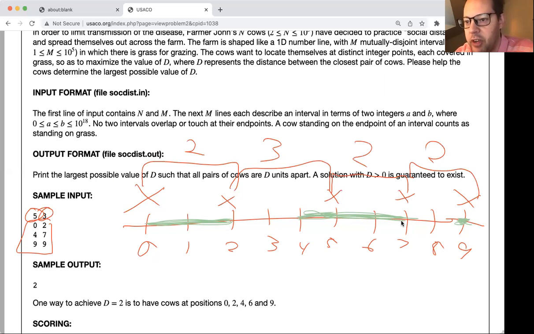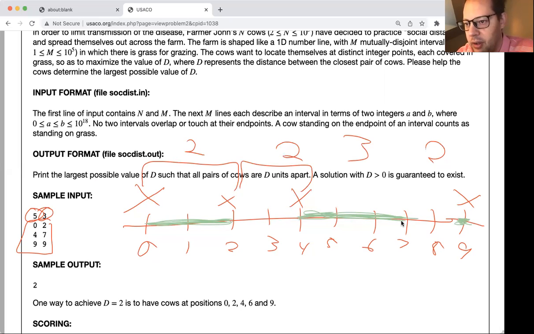Another potential solution is I could move this cow to the left and put that cow over here, in which case these intervals would shift. And then I would have, this would also be 2, and then this would be 3. Another potential solution is I could shift this cow over to the 6, like that, and that would become 2, and that would become 3.